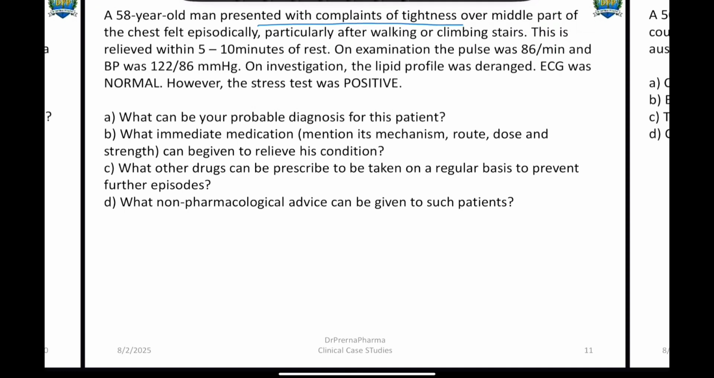A 58-year-old man presents with complaints of tightness over middle part of the chest, felt episodically, relieved within 5 to 10 minutes of rest. Again the case is of angina. Okay, stable angina. This is classic stable angina with dyslipidemia as the lipid profile is deranged. So this is the probable diagnosis. What immediate medication can you give to relieve the condition?